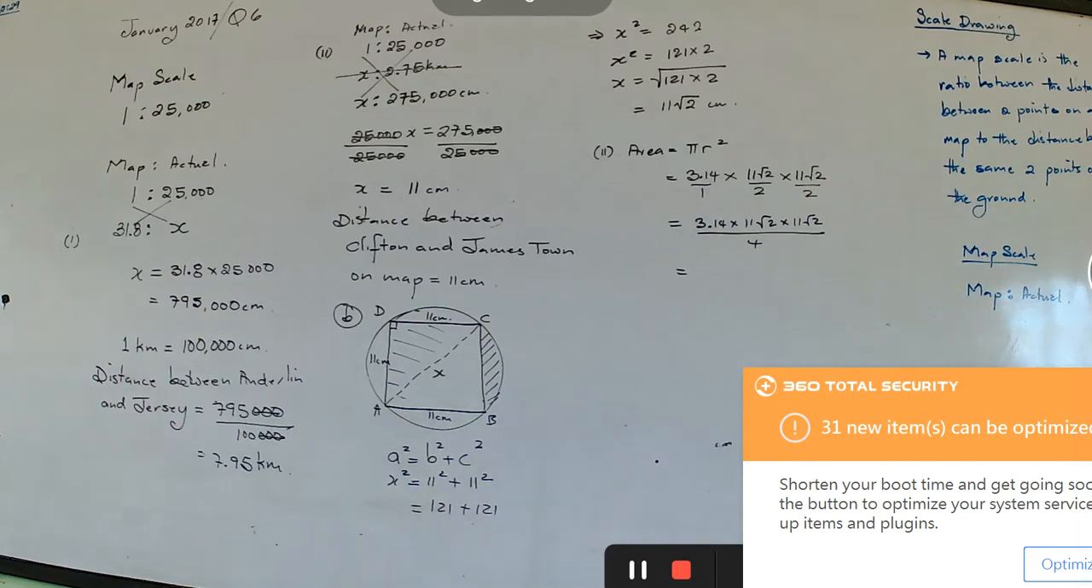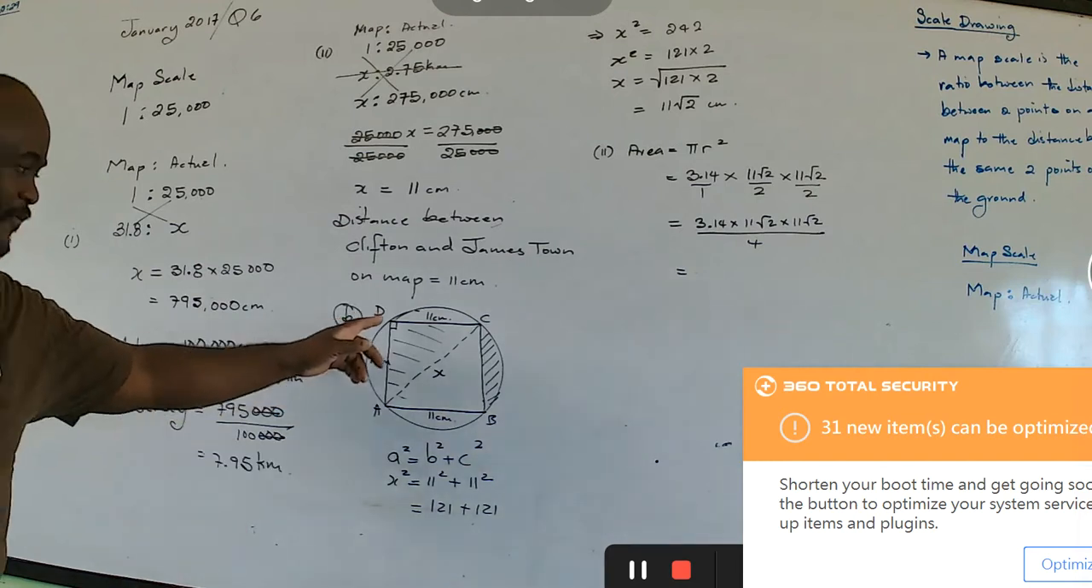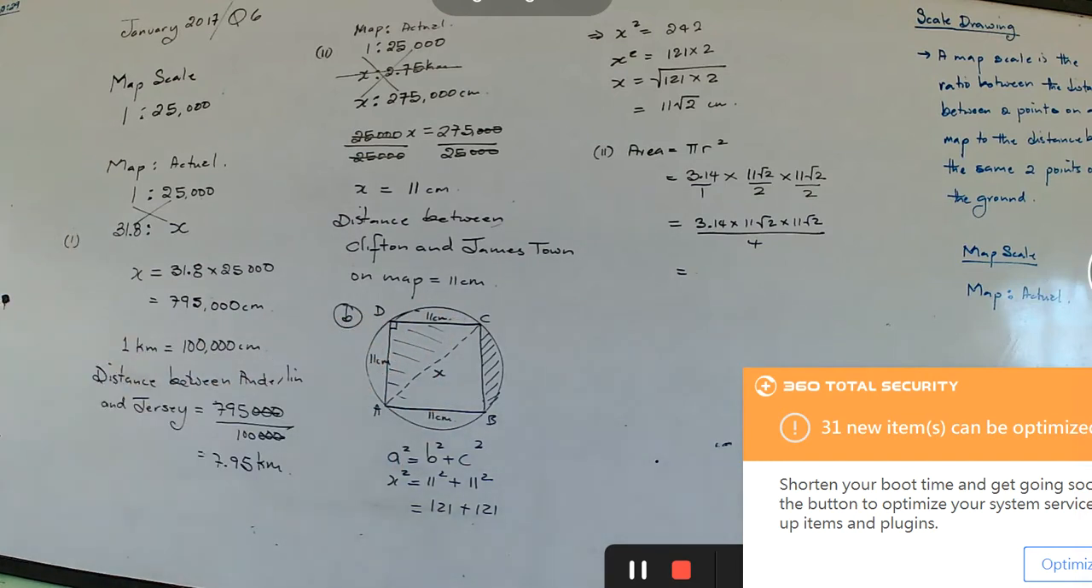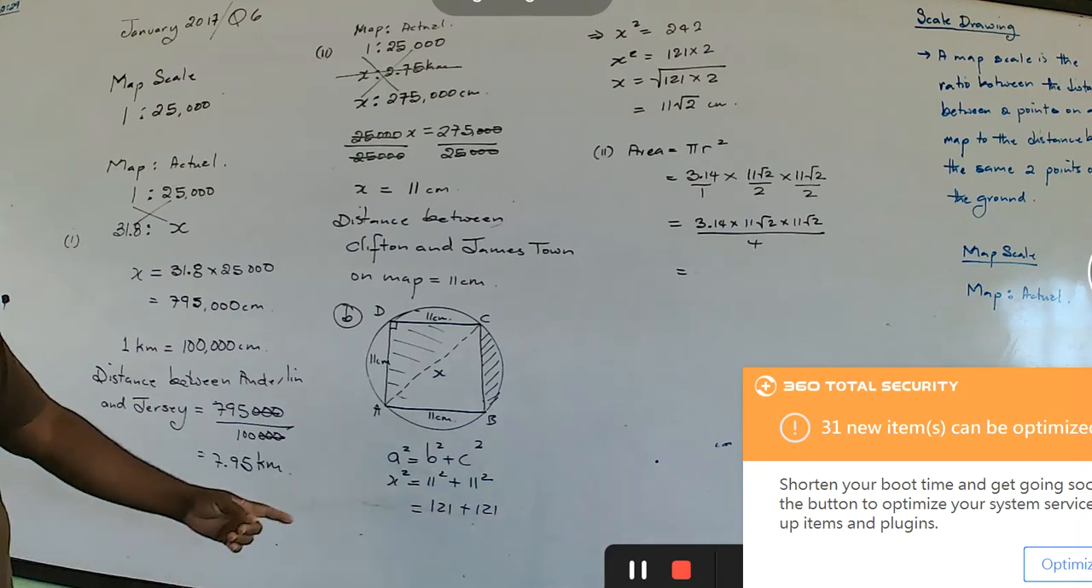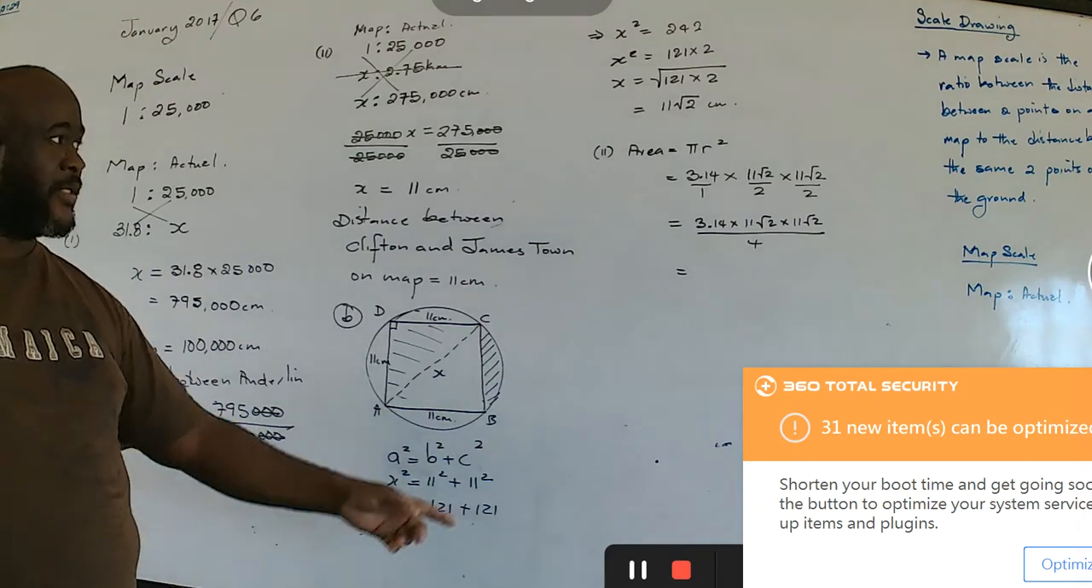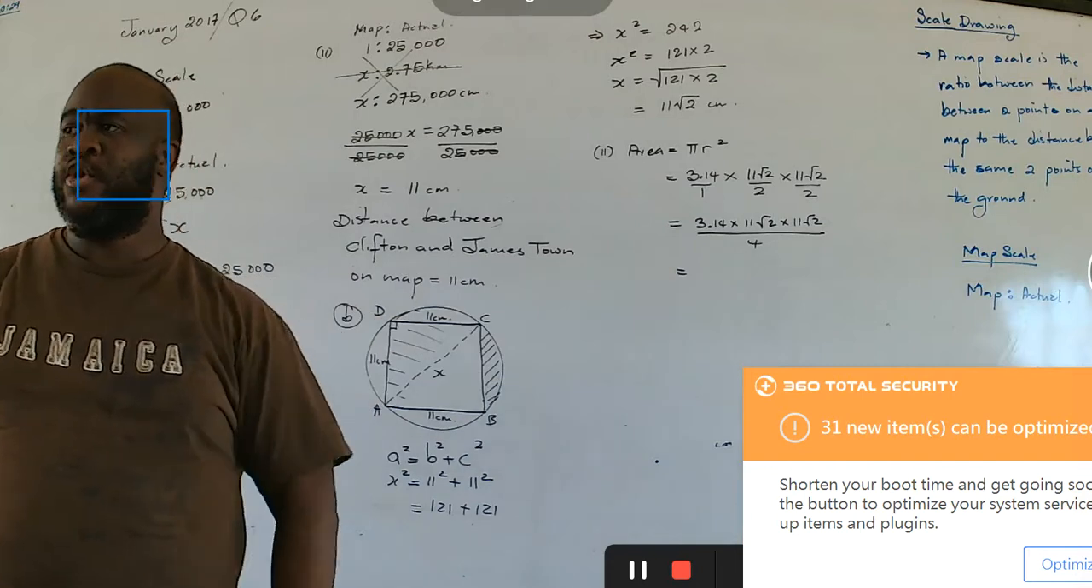A bad diagram is worse than no diagram. Notice, all of them must be touching it. Alright, there we go. You should have a clue. This is just Pythagoras theorem. This is the area of a circle. You should have a clue.